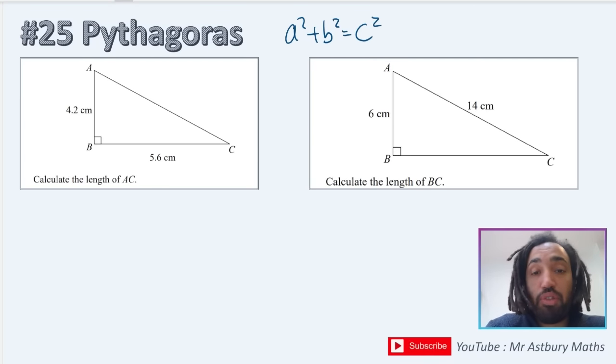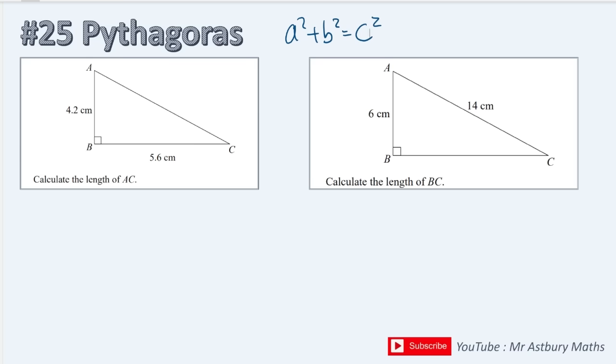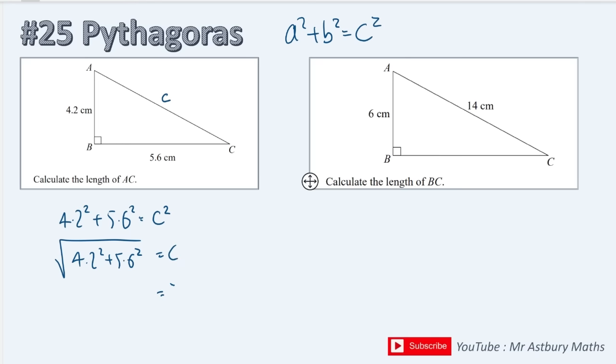Okay, Pythagoras, number 25. We need to know the formula, which is that A squared plus B squared is equal to C squared, and then we should be good to go. So, the first question asked me to work out the hypotenuse, which I'll label C. The other two sides can be A and B, doesn't matter which, because we're going to do 4.2 squared plus 5.6 squared is equal to C squared. And then to find C, we're going to square root the whole of these two squared added together. And that will give me a value of 7.